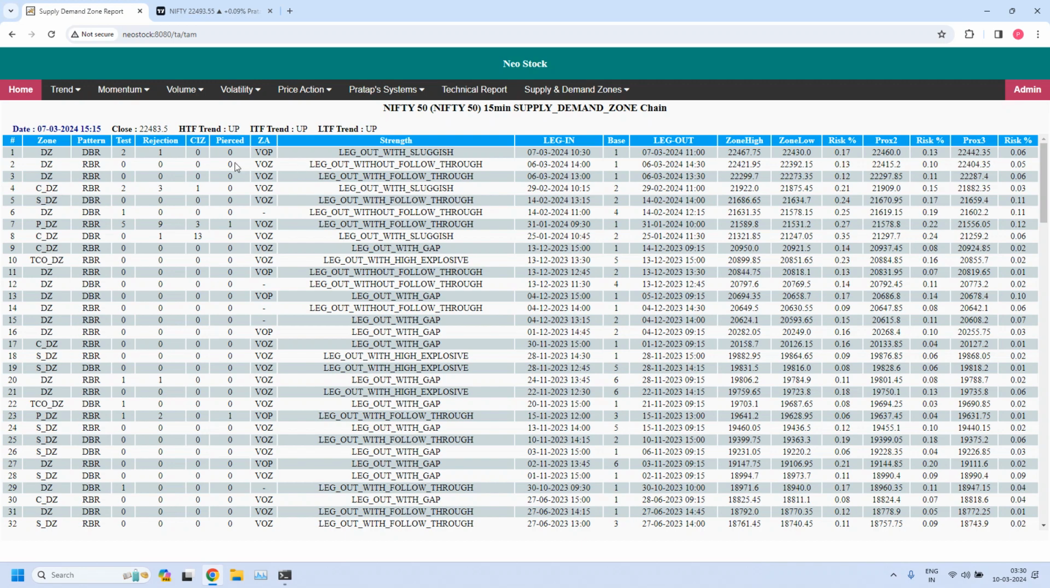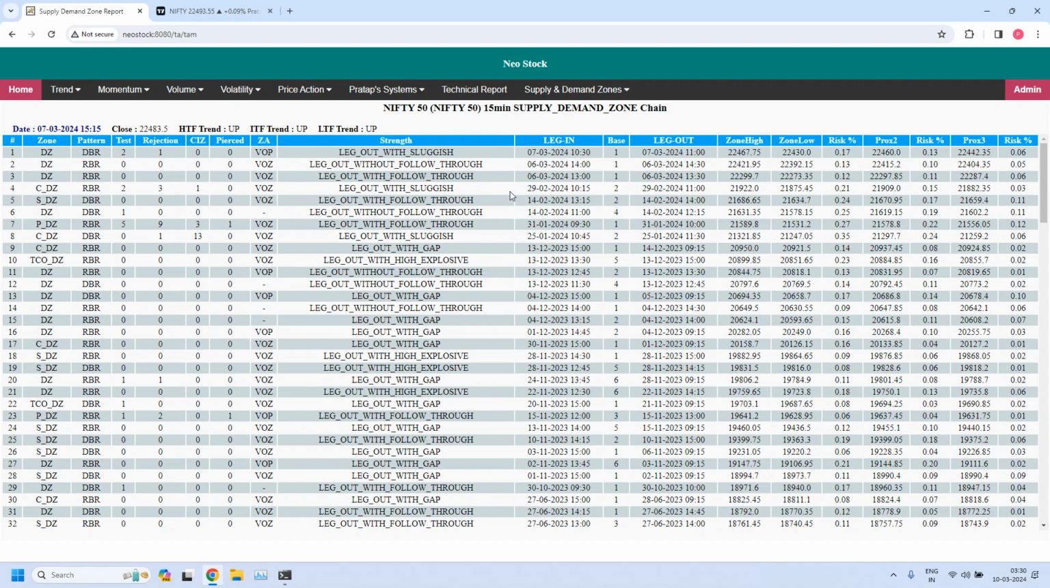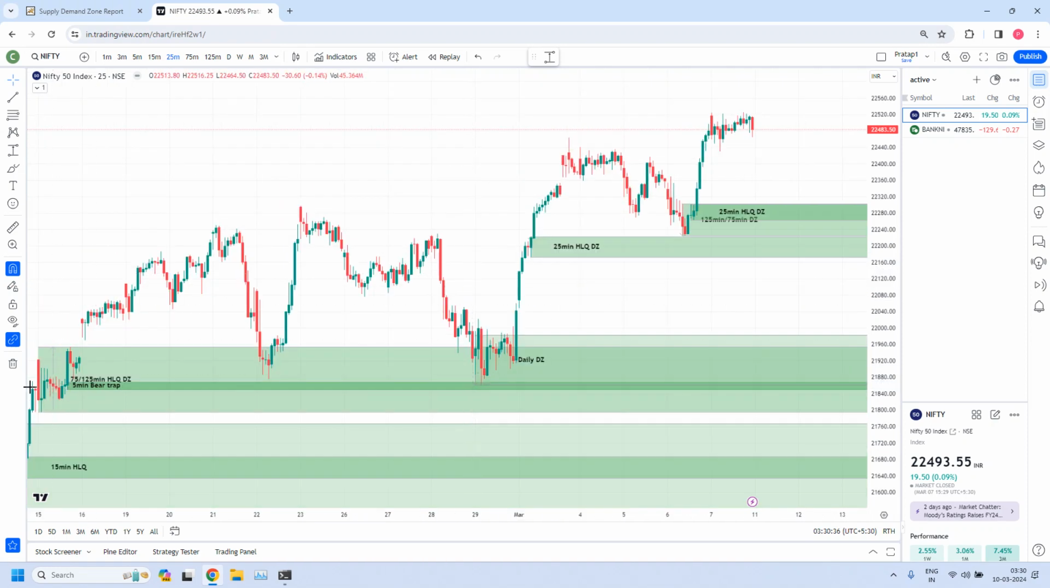And here this is the 15 minute supply demand zone chain. The most recent high liquidity zones are 4th and 5th. We have to look into 4th and 5th. Let us check whether they are available or we have to draw them. And the 5th one is on 14th February. I think we have already drawn this. 14th February is somewhere here.